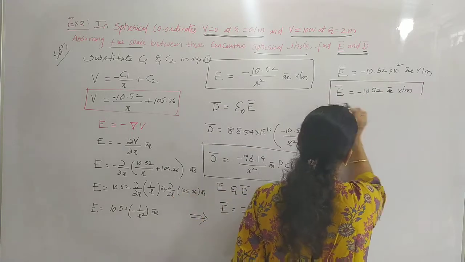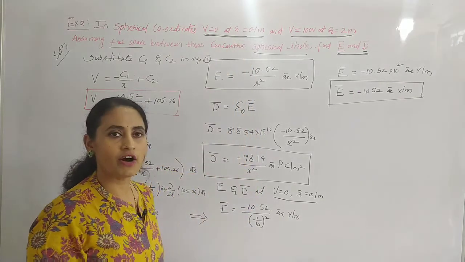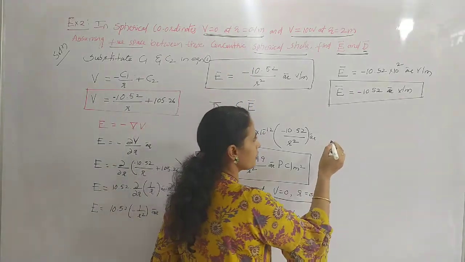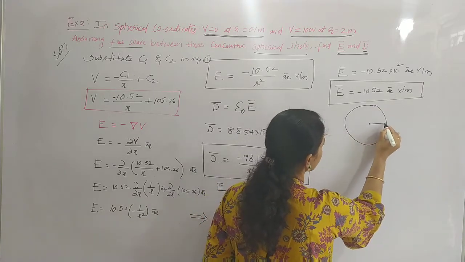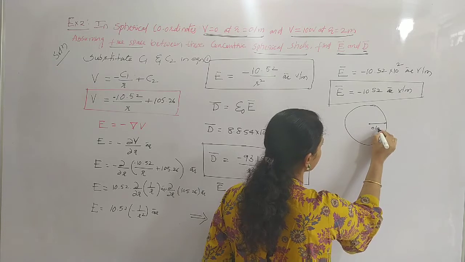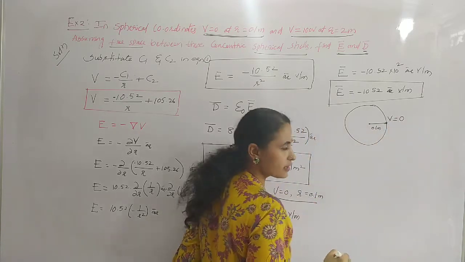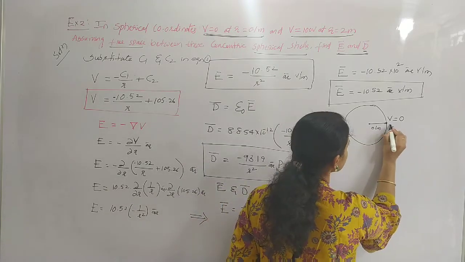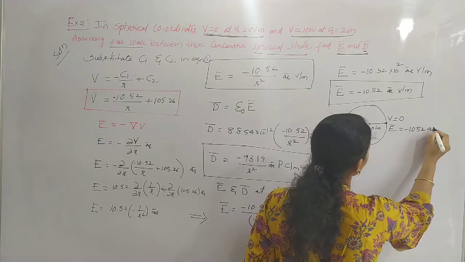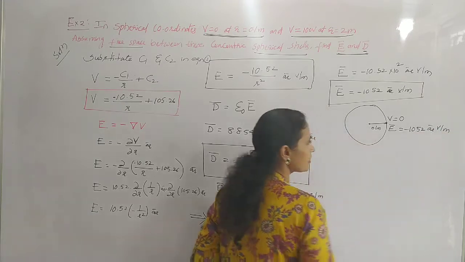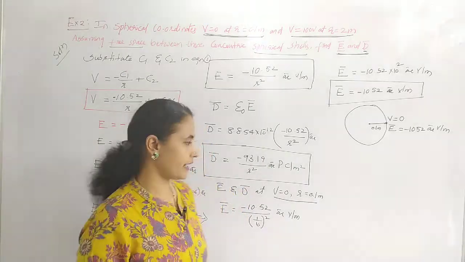This is the electric field at R equal to 0.1, meaning on the first spherical shell whose radius is 0.1 meters. On this spherical shell the potential is 0, and the electric field is minus 1052 volt per meter. The AR indicates that the direction of the electric field is along the radius.